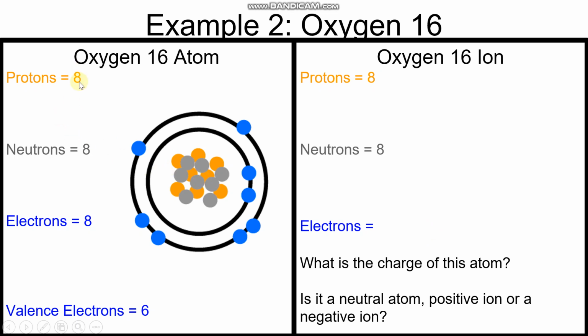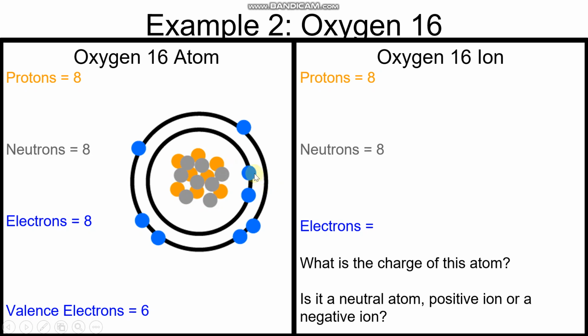Oxygen-16 atom has 8 protons because oxygen has atomic number 8. It has 8 neutrons because 8 plus 8 gets us to 16. And we can count that out in here. 1, 2, 3, 4, 5, 6, 7, 8 protons. And 1, 2, 3, 4, 5, 6, 7, 8 neutrons.